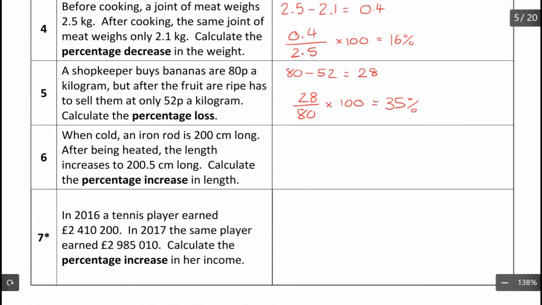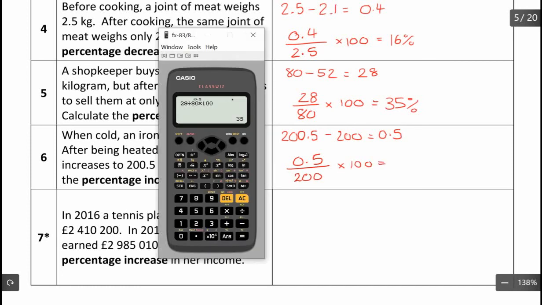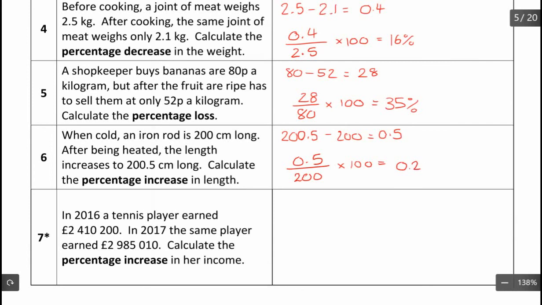Number six, when cold, an iron rod is 200 centimeters long. After being heated, the length increases to 200.5. So that's just an increase of 0.5. Calculate the percentage increase in length. So we divide that change by the original, 200, times by 100. And we get 0.25%.